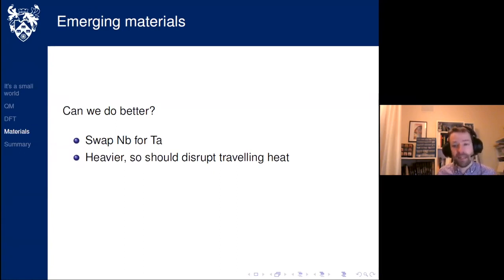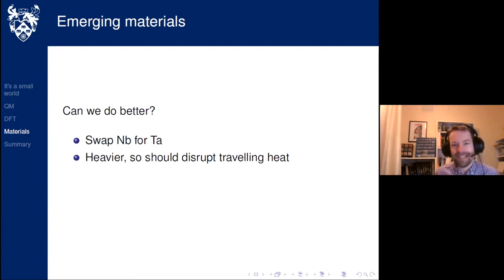But tantalum is heavier, and it's heavier than the iron, for example. And whenever you have a difference in how heavy atoms are, there is the possibility that that difference will cause vibrations which are carrying heat and moving through the material to be scattered more. So in other words, by choosing a heavier element, it disrupts the heat traveling through the material that will reduce the thermal conductivity and will drive up our figure of merit.